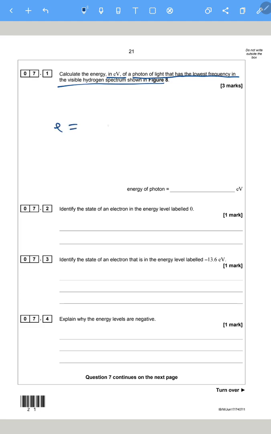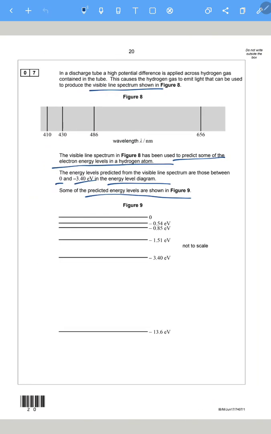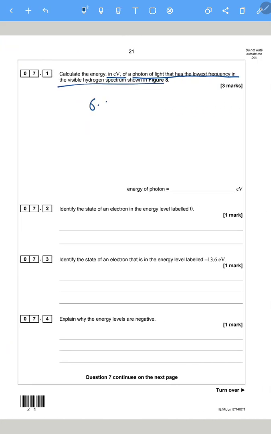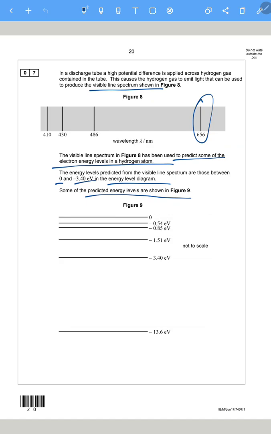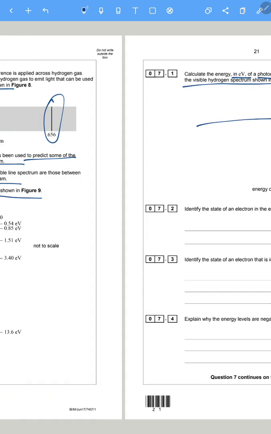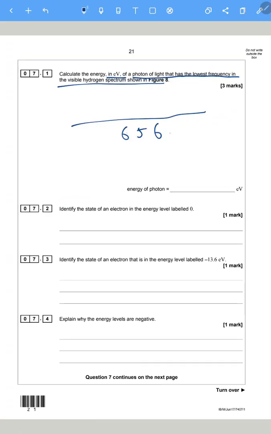So energy equals Planck's constant times frequency. Okay, so we got the wavelength. Calculate the energy in electron volts. So the wavelength is this one. This is the lowest frequency, but it has the highest wavelength. So it's that, 6.63 times something over the wavelength. And what is the wavelength? The wavelength is that. So that is 656 nanometers.